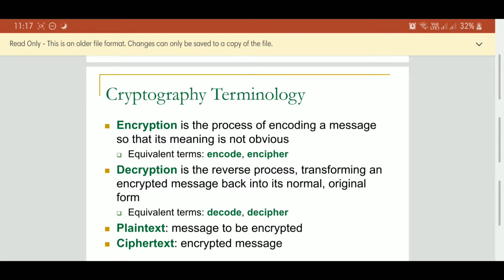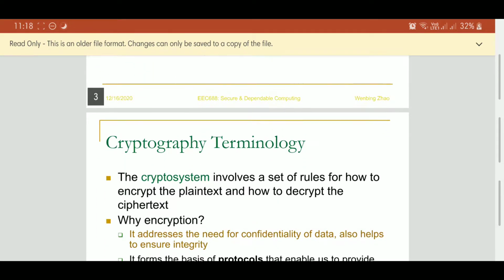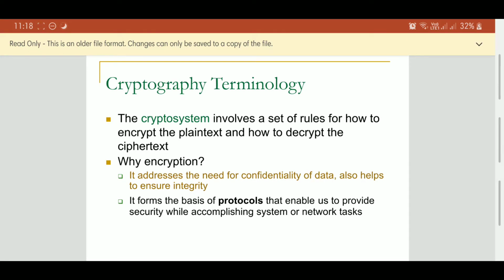Let's see what is cryptography terminology. Encryption is the process of encoding a message so that its meaning is not obvious. Equivalent terms are encode, cipher. Decryption is the reverse process transforming an encrypted message back into its normal original form. Equivalent terms for decryption are decode, decipher. Plain text is the message to be encrypted. Ciphertext is the encrypted message.